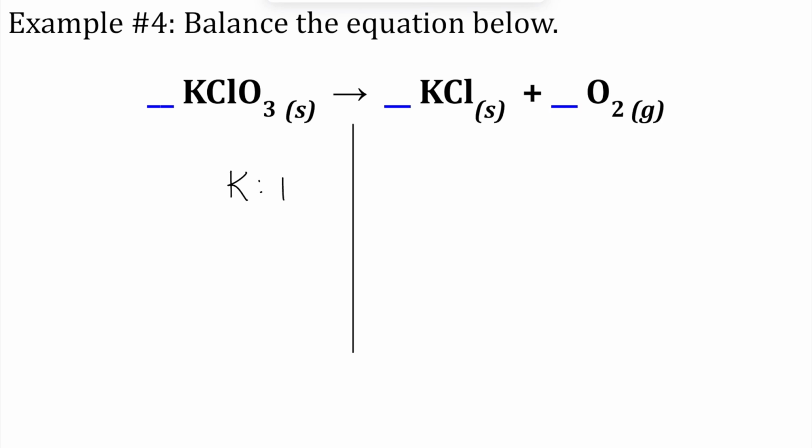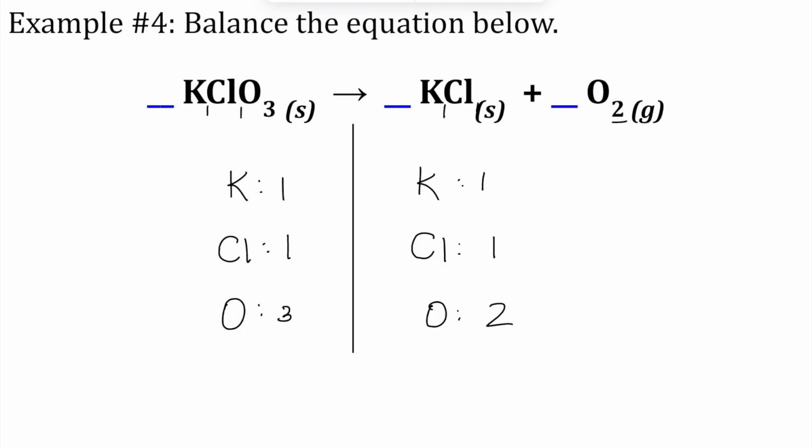I have 1 K, 1 Cl, and oxygen, I have 3. So using our subscripts, keeping my same order on the other side, I have 1 potassium, 1 chlorine, and 2 oxygen. My potassiums are balanced, my chlorines are balanced, but my oxygens, I have 3 and 2.